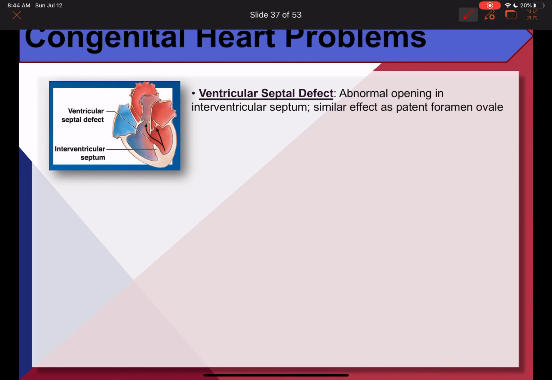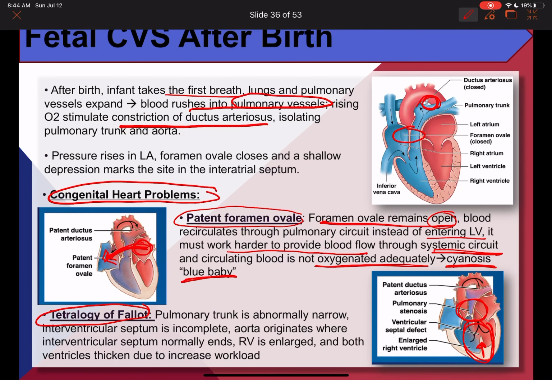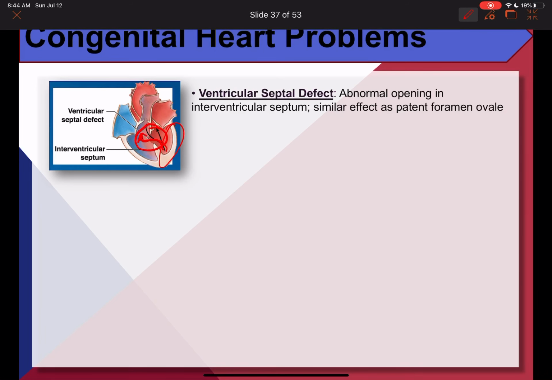Ventricular septal defect is an abnormal opening within just the interventricular septum. So it can have a similar effect as your foramen ovale. Again, the reason blood flows into the right ventricle is because the left ventricle is pushing with more pressure. Okay. So ventricular septal defect is different from tetralogy of Fallot, where tetralogy of Fallot has an additional pulmonary trunk malformation, whereas here we're just talking about an incomplete interventricular septum.